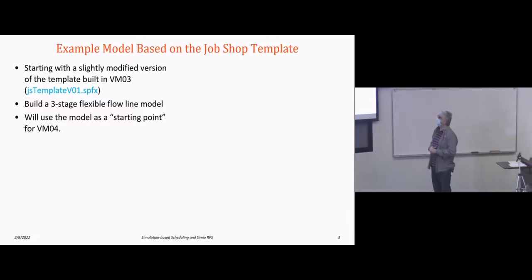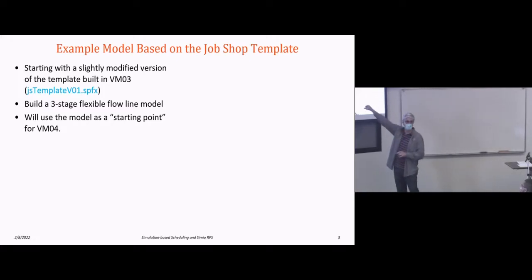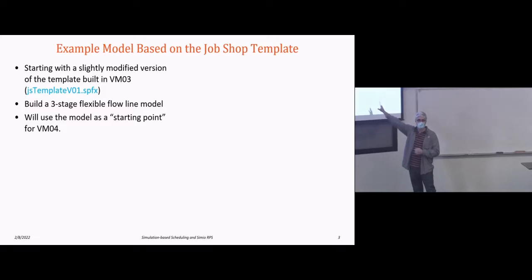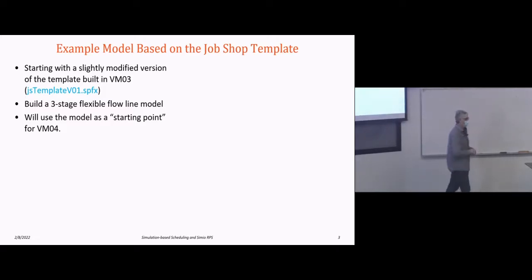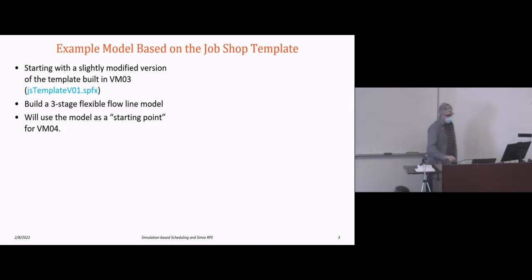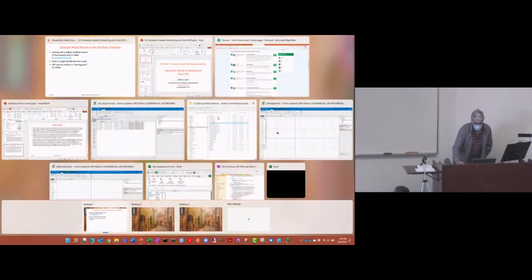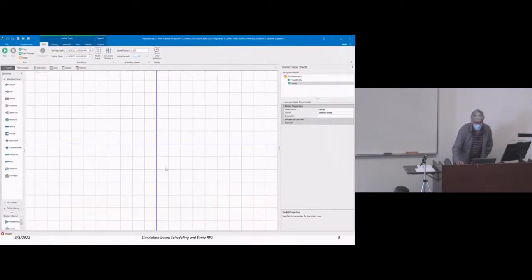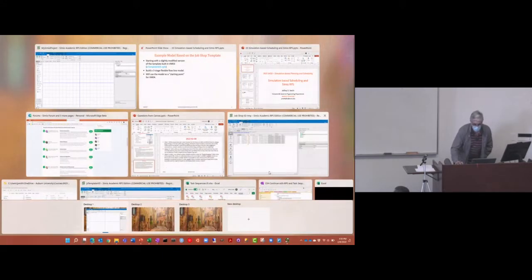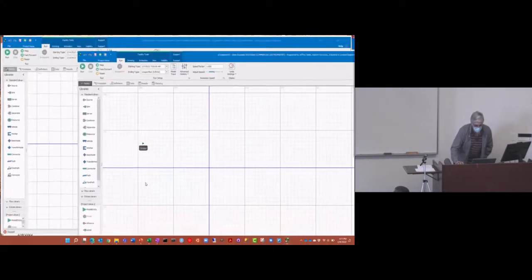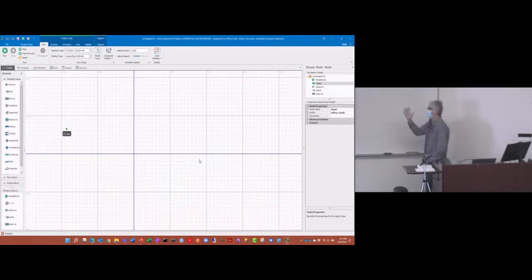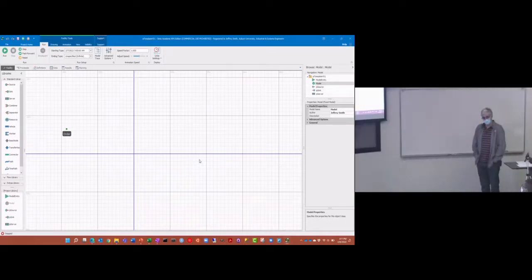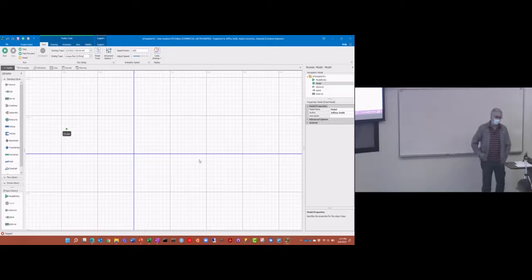And we're going to build a 3-stage flexible flow line model. This week's Video Module 4 follows on from here because we pick up with the model that I'm just about to build and do some more technical stuff. And so to refresh your memory, we have this template. There it is. This is the template, a slightly modified and cleaned up version of the one that I did in the video module.